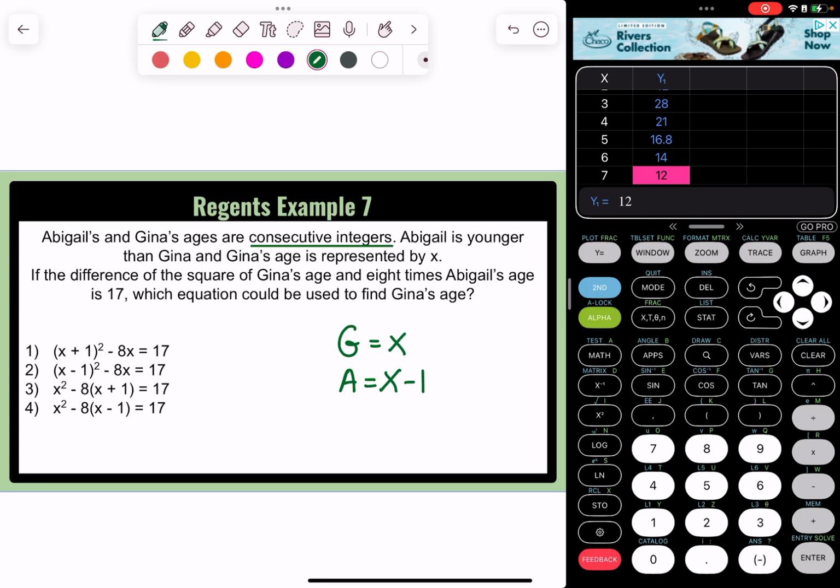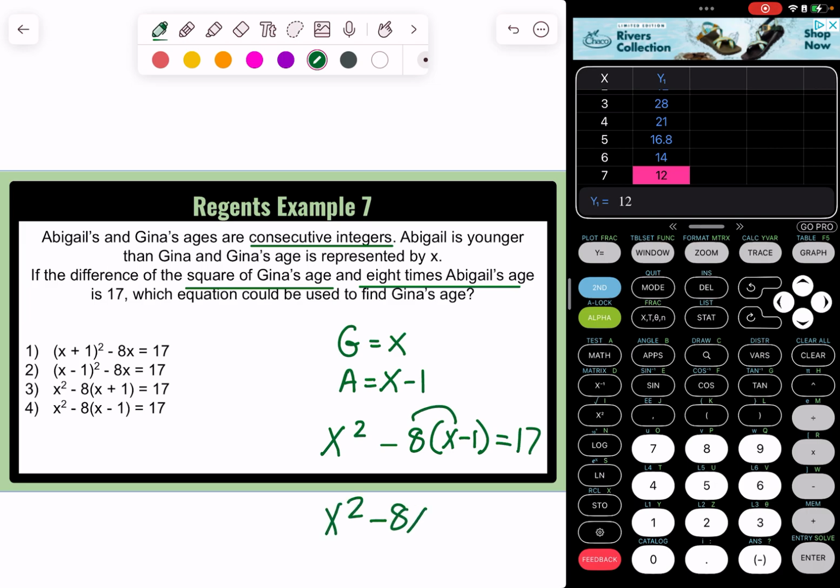All right. It then says, if the difference of the square of Gianna's age, so x squared, and 8 times Abigail's age is 17, which equation can be used to find this answer? So x squared minus 8 times x minus 1 is 17. So this would be x squared minus 8x, and negative 8 times negative 1 is positive 8, equals 17. Well, I actually just did more work because they didn't even ask me to do all that. My answer was just choice 3.